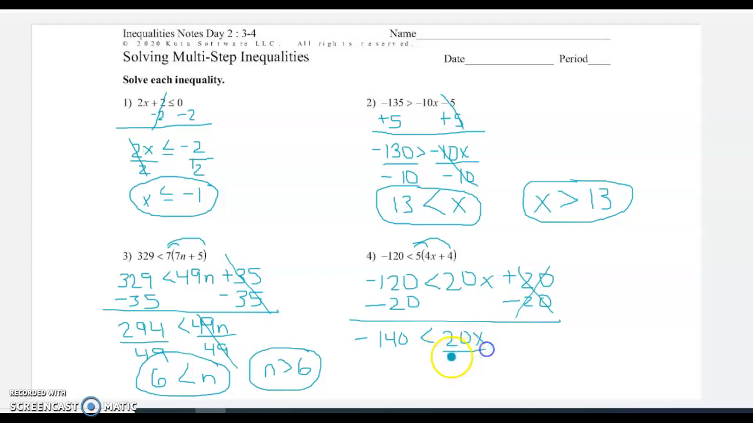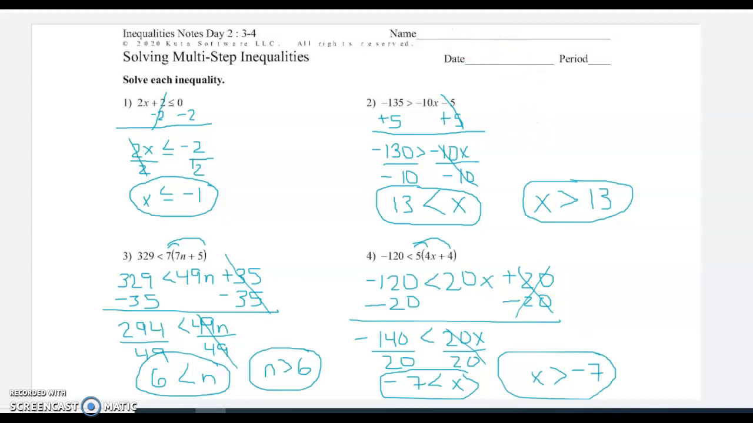So to get x alone, I'm going to divide by 20. I'm dividing by 20, and 20 is positive, so I'm not going to flip. Negative 140 divided by 20 would be negative 7. Less than 20 over 20 cancels out, so we have x. So again, if you were going to graph it, or if you needed to put it in Math Excel, if negative 7 is less than x, then x is also greater than negative 7.